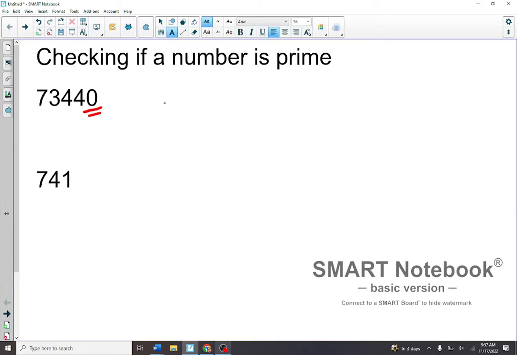Does anyone remember what the word for not prime numbers is? Consecutive. Close. It does start with a C, though. Not consecutive. Composite. Good.